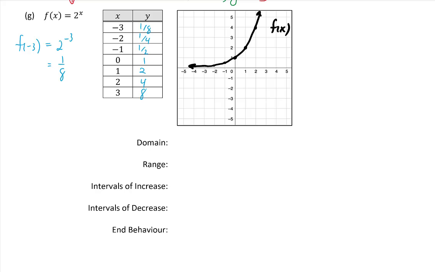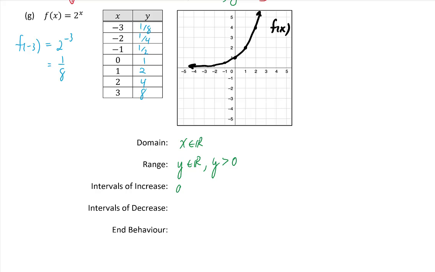So domain, I can sub in any x value I choose, but there is a restriction on the y's. Y can be any real number, but you see that y has to be greater than 0. It can never equal 0. Take any x value you want, and it'll always get closer and closer to 0 if you choose a negative x value, but it'll never equal 0.